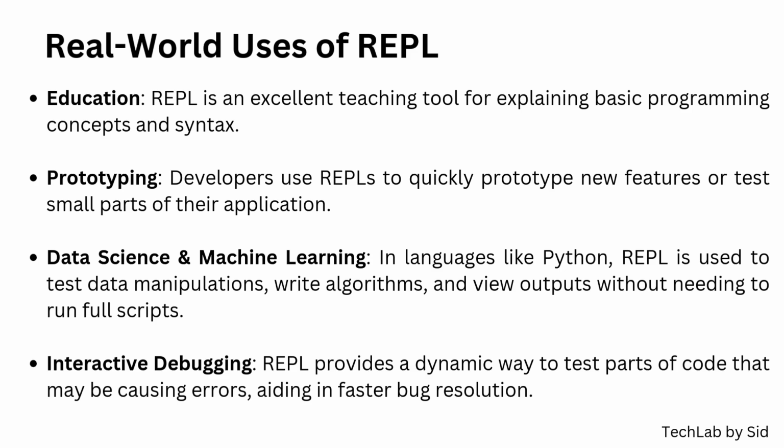In data science and machine learning, REPL environments, especially in languages like Python, are used to quickly test algorithms, perform data manipulations, and inspect outputs in real time. Lastly, REPL environments are essential for interactive debugging. They let you test specific pieces of code, making it easier to find and fix bugs within the larger codebase.